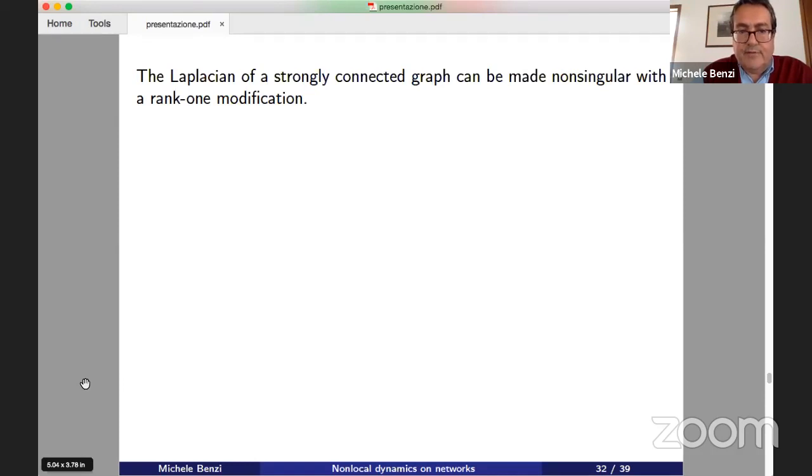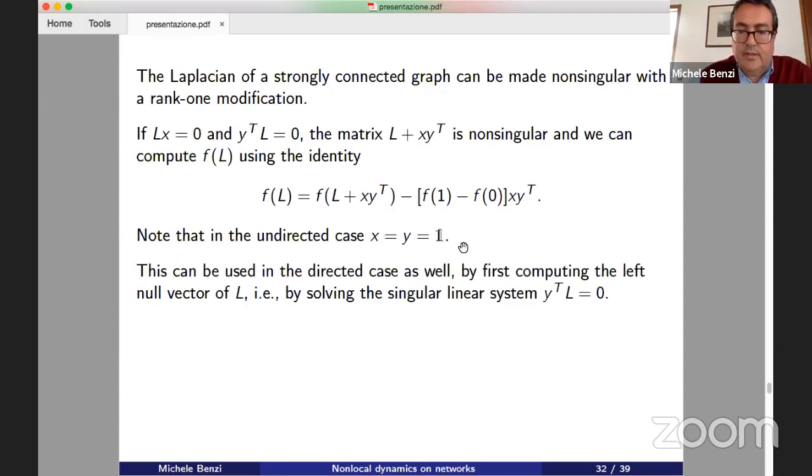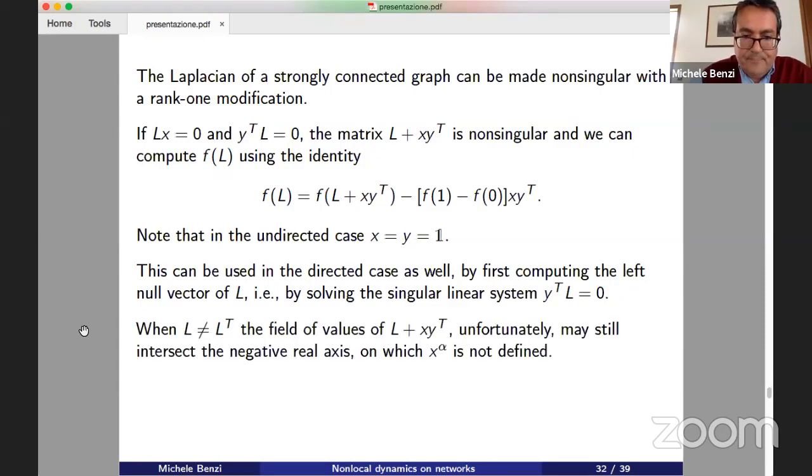So let me assume again the graph is strongly connected, so there's only the zero eigenvalue with multiplicity 1. If we have left and right null vectors of L, then we can modify L by adding this rank 1 matrix, x y transpose. This is always going to be non-singular. And then we can compute f of L, or its action on a vector, using this simple identity. In the case of undirected graphs, both x and y are going to be the vector of all ones. In the directed case, x is going to be the vector of all ones, and y is going to be a solution of this homogeneous system. So this has to be computed in order to perform the rank 1 modification.